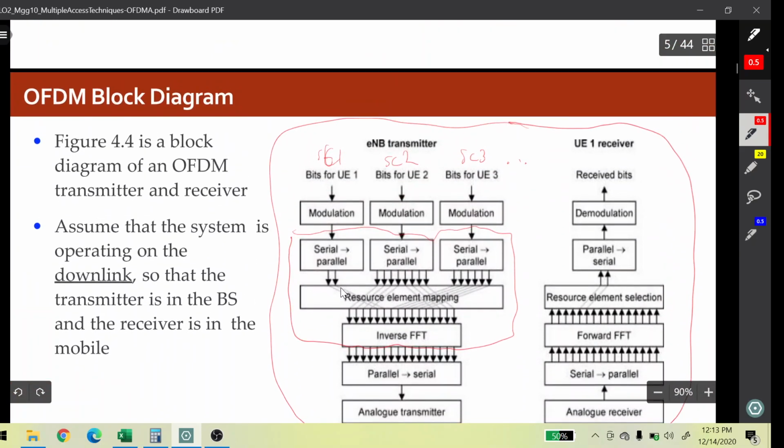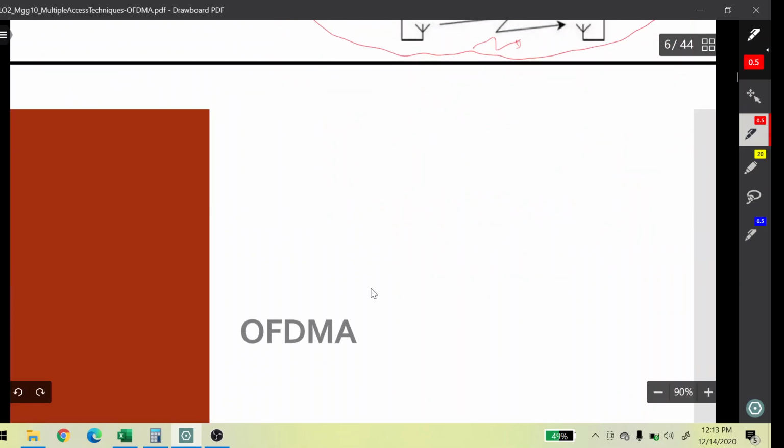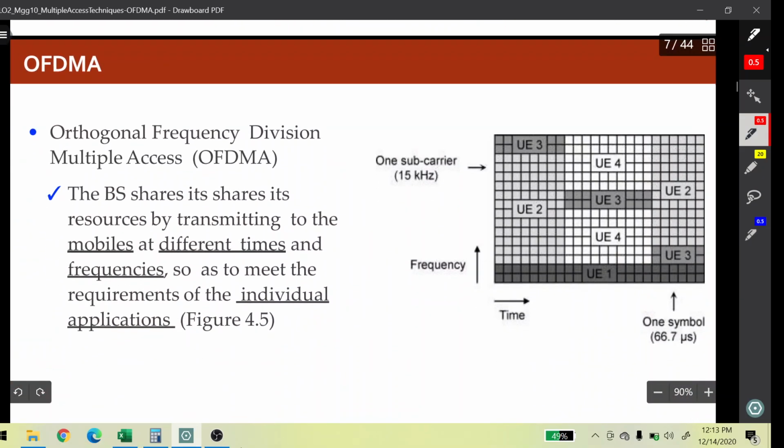So in OFDM, there is a process to allocate each of the users into a resource element, right? Now, in OFDMA, we allocate that to multiple users. For example, in OFDMA, the base station shares its resource by transmitting to the mobile at different times and frequencies, so as to meet the requirement of the individual application. So the base station maps the user or the mobile station into different times and different frequencies. It allocates into several resource blocks.